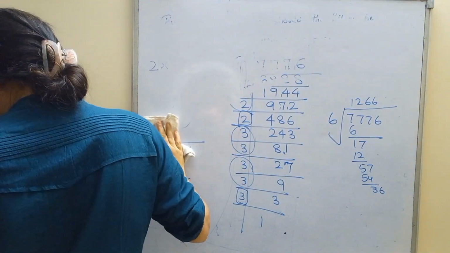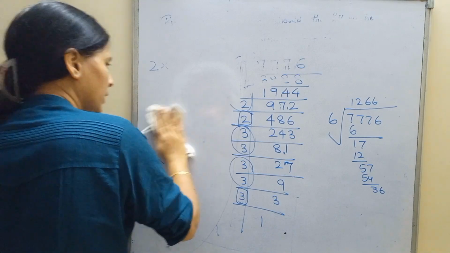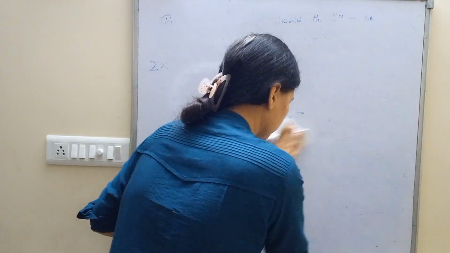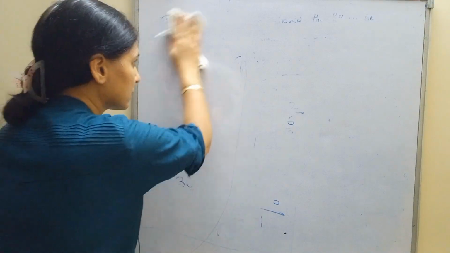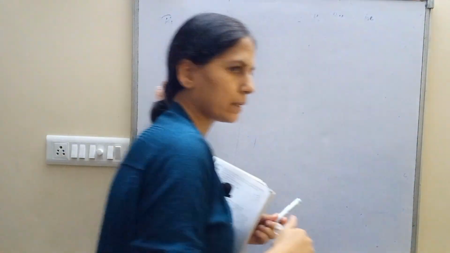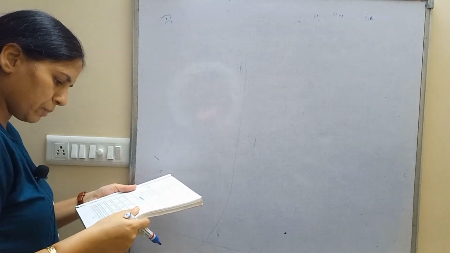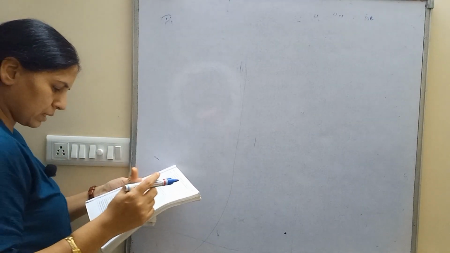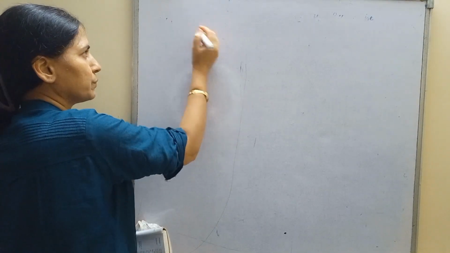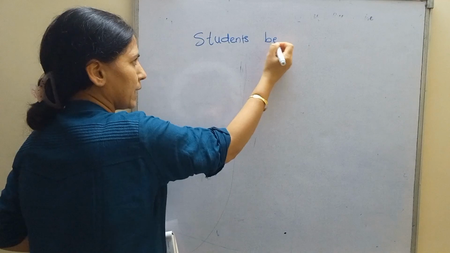Now the next sum is: find which number. This is done. Now there is one word problem. A word problem says that school students are going for a picnic. Each student contributed as many rupees as the students in the class. Let the number of students be x.